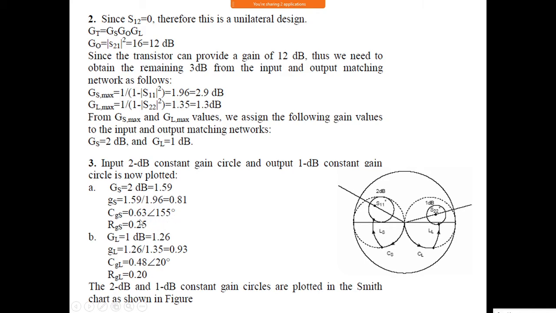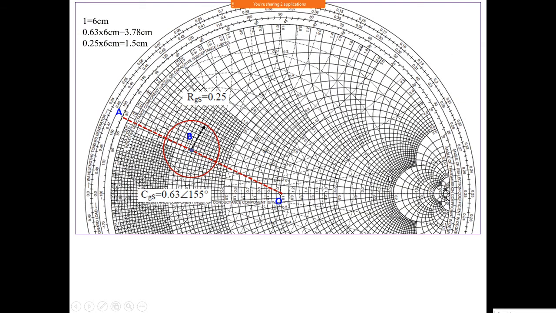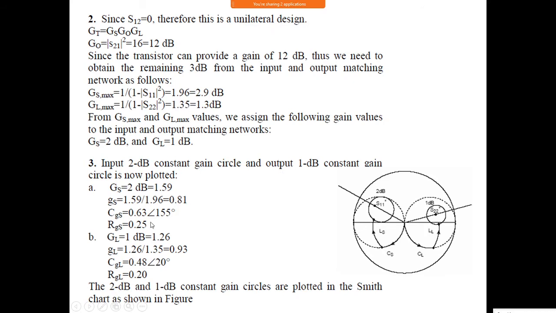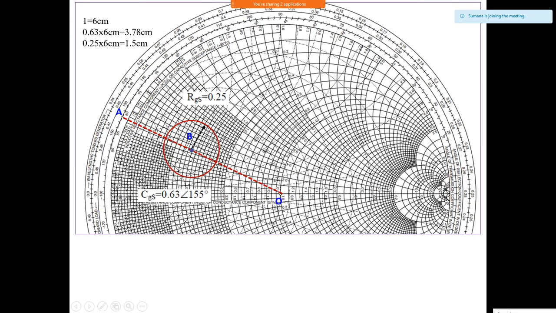So to do this, see here, this is a Smith chart. You should first take a scale and measure the distance from the center of the Smith chart. See, this is the center of the Smith chart. First you have to mark this angle. On the Smith chart, the center is 0.63 as the magnitude, and the angle is 155 degrees.